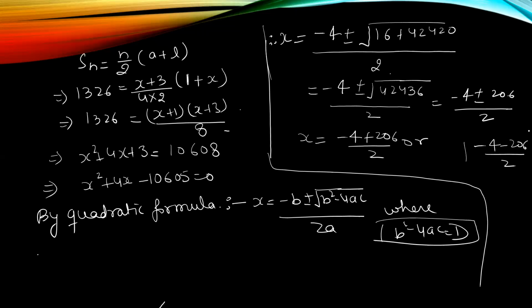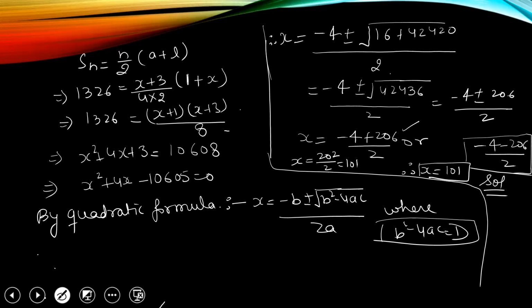We'll have to ignore negative values. So we are left with only this result, which will give you positive answers. We'll be getting 202 by 2, which is 101. So the value of x will be 101, which is the required solution. I hope the problem is clear. Moving on to one more question, quickly without wasting our time.